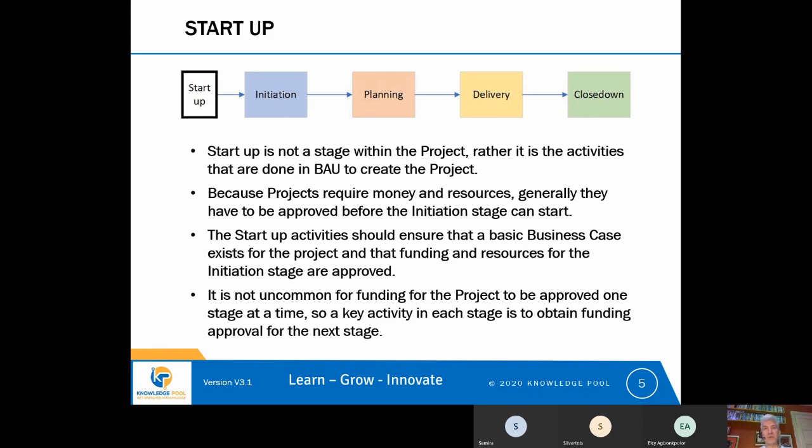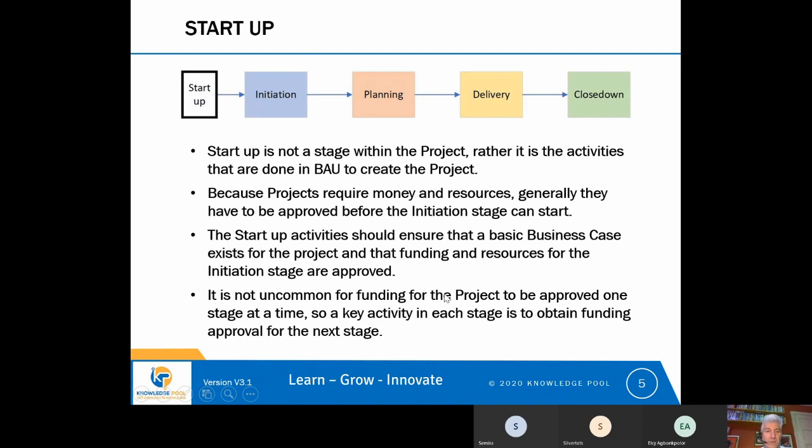That next stage will do more planning, typically. That will help refine the costs of the project, and hence when approval is asked for the next amount of funding that's needed for the project, there will be a much better idea as to how much the project is going to cost. It will be a more accurate estimate. So it's very common to find that funding is approved in stages as well.